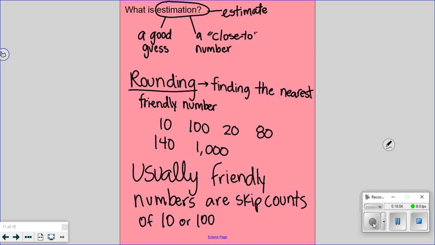I can check that 80 is a friendly number because I can skip count by my 10s and get to 80. There's my proof. Friendly number. I know that 1,000 is a friendly number because I can skip count by my hundreds and get there. It's a friendly number.